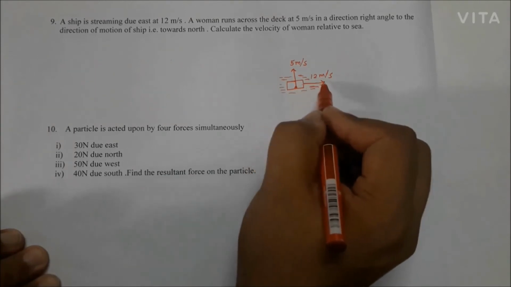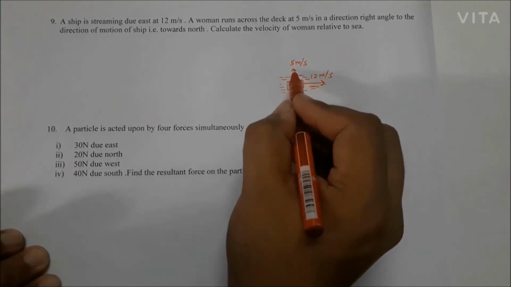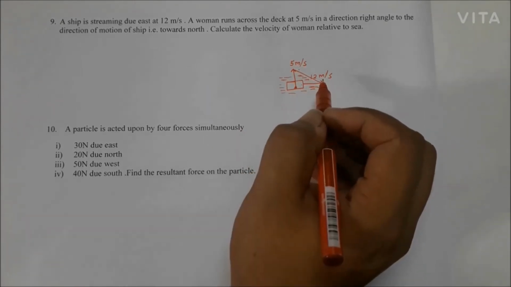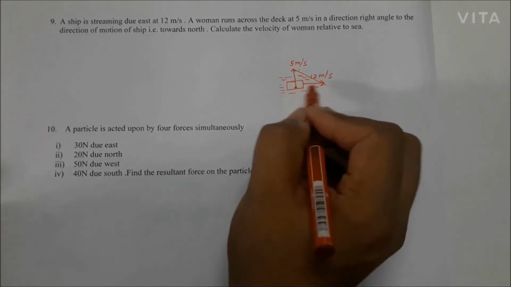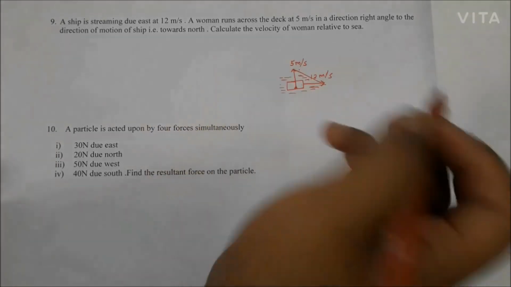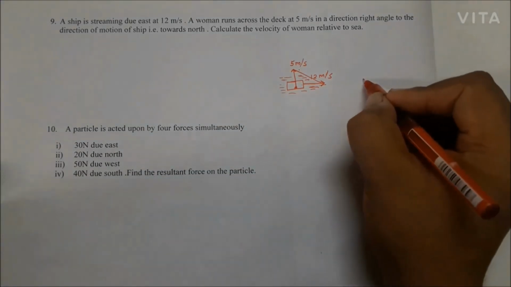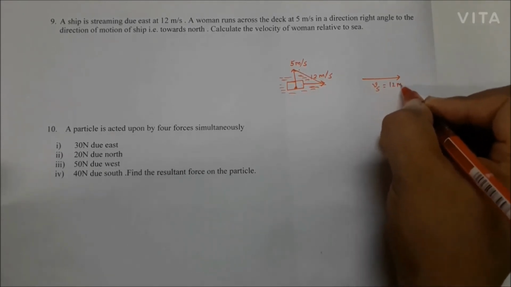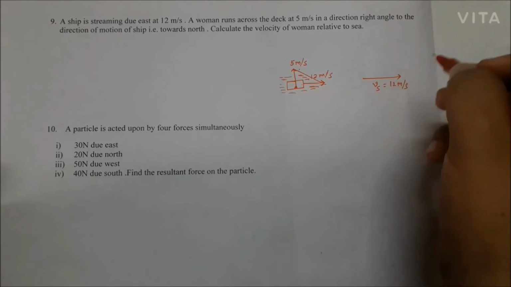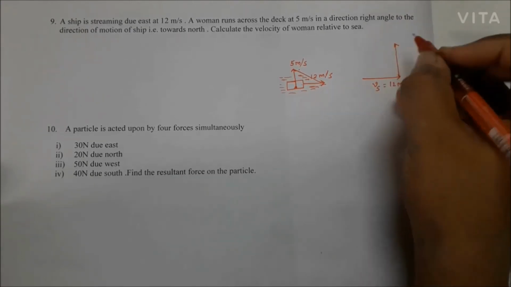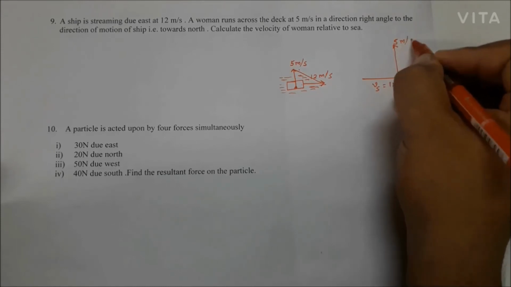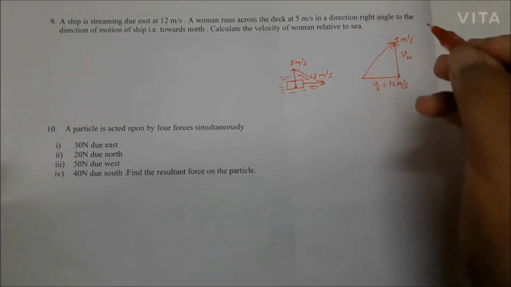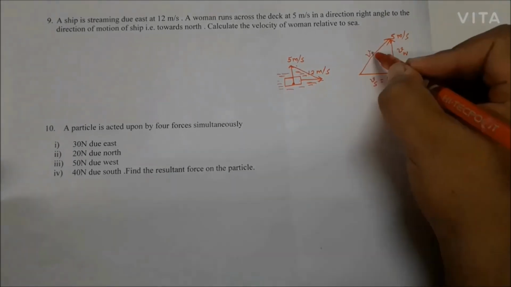Say now the ship is moving this side and the woman is moving this side. So now we have to calculate the resultant of these two vectors. How will you get the resultant of these two vectors? Using again the parallelogram law of vector addition. Let's simplify the diagram. If the ship is going in this direction with velocity Vs, that is given by 12 meter per second, and the woman is going upward in this direction with velocity 5 meter per second, the velocity of the woman. Now you have to calculate this resultant velocity. V resultant you have to calculate.